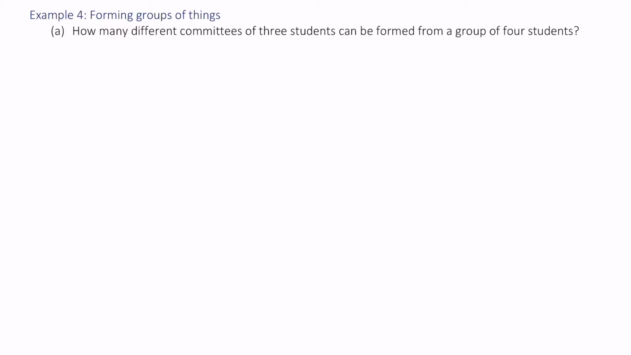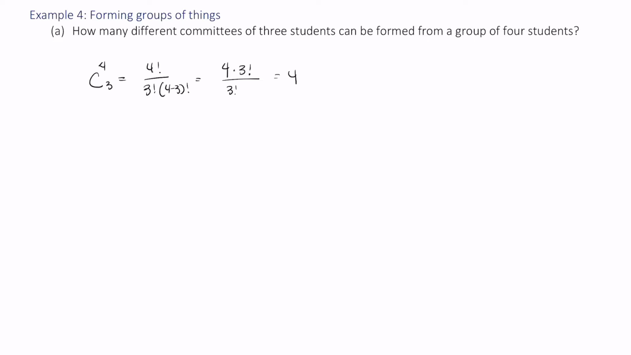So it doesn't matter who we choose in what order. It's not like a contest where first, second, and third place would matter. So in that case, we're going to use combination. This comes down to 4 choose 3, which is equal to 4 factorial over 3 factorial times 4 minus 3 factorial. So this is simply 4 times 3 factorial over 3 factorial, or just 4.